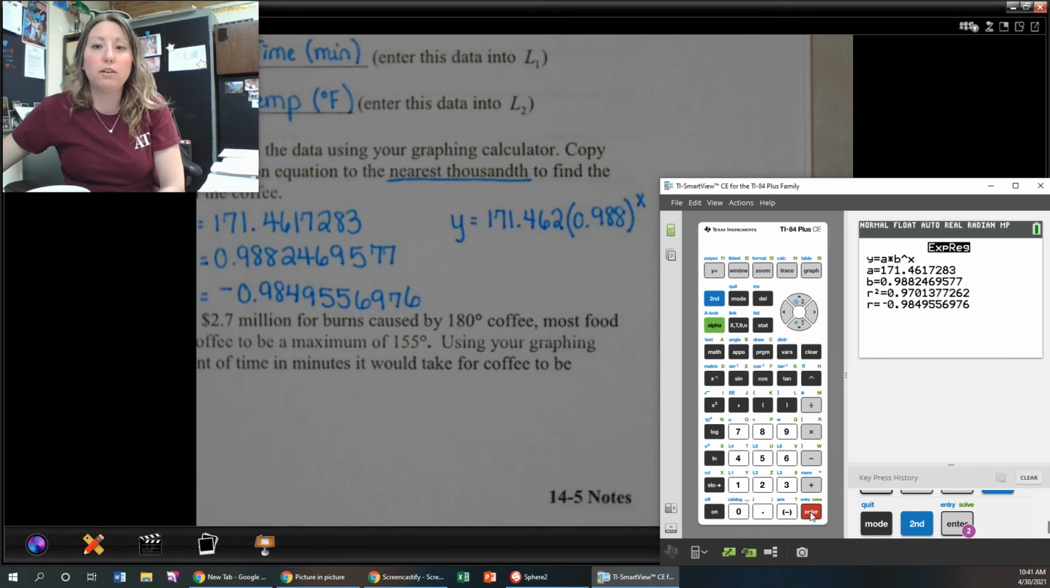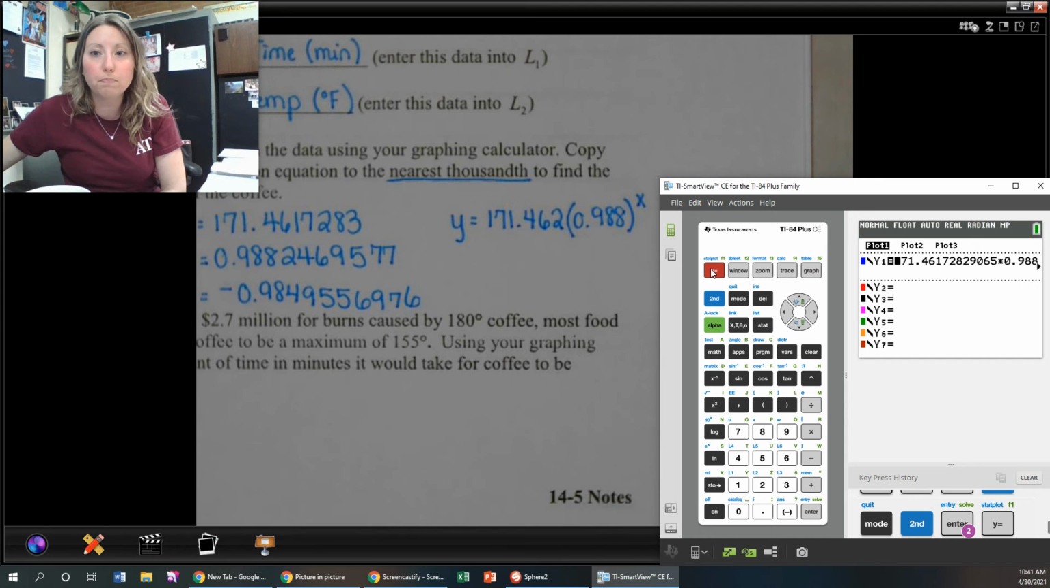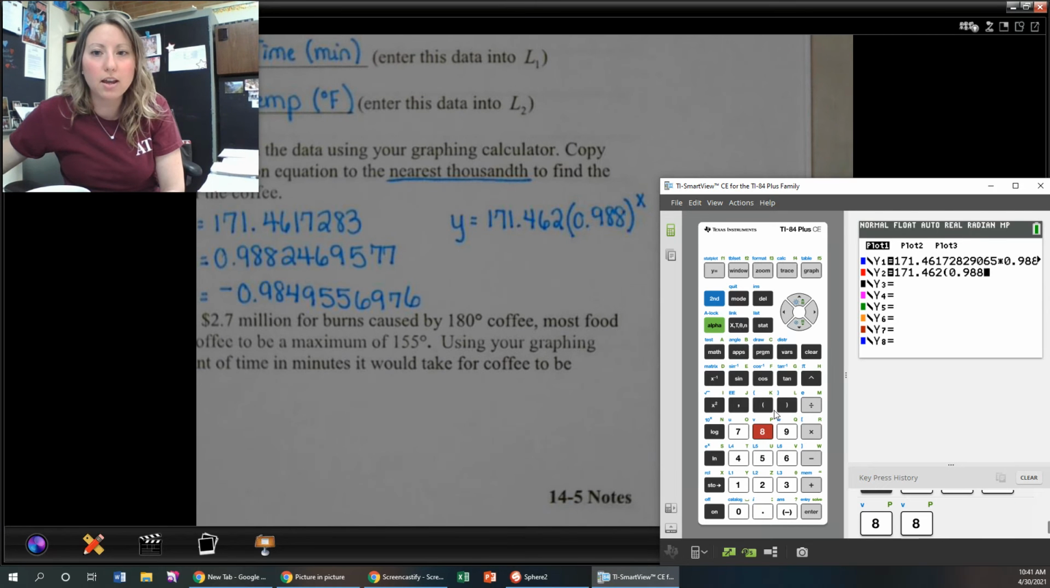So what I want to do right now too is press Y equals. Notice right now my Y equals is showing me that I have a stat plot on and that this is the regression equation that it entered into my graphing calculator for me. But what I want to do is in Y2, I want to enter this one. So 171.462 times 0.988, end parenthesis, raised to the caret button, X power.